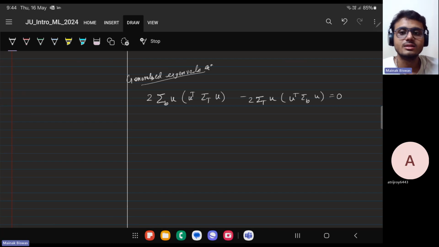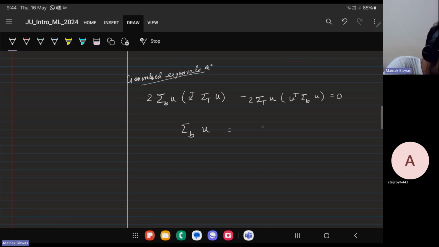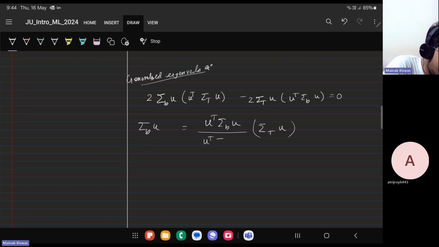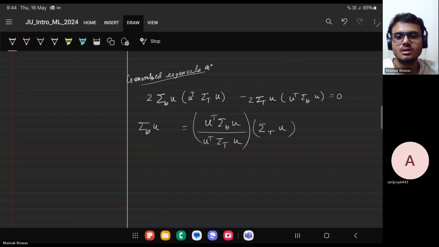What can you write this as? Can you write this as sigma b u is equal to sigma t u, right? Let me keep some space. Sigma b u is equal to u transpose sigma b u by u transpose sigma t u. Can you write this? Yes.